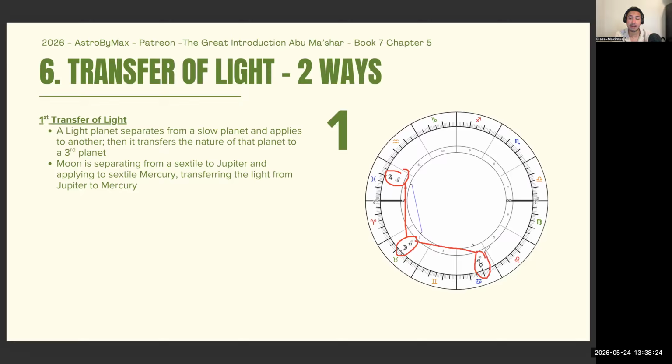Mercury is technically not making an aspect, it is in a trine relationship with Jupiter, but the aspect is separating here because Jupiter's at 10 Pisces and Mercury is at 20 Cancer.